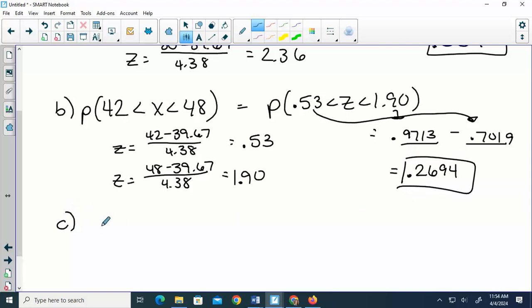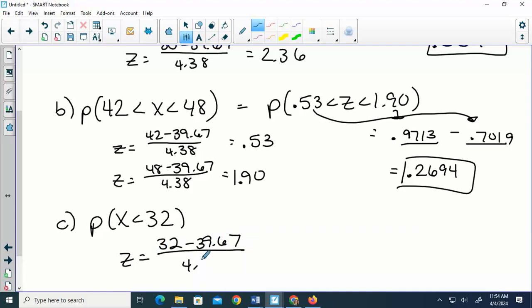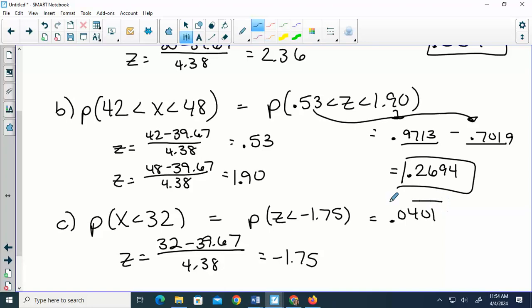So C, finding less than, so get our Z, our value minus the mean, divided by standard deviation. Find probability that Z is less than negative 1.75. Less than is just a number on the table. So if we look that up, it is 0.0401.